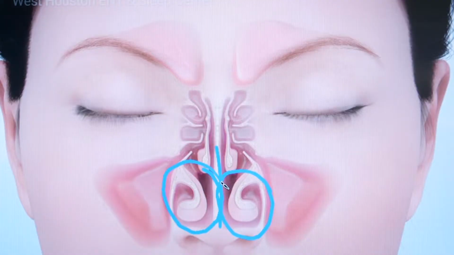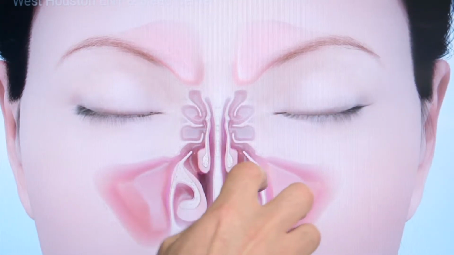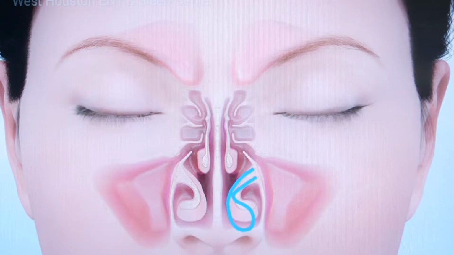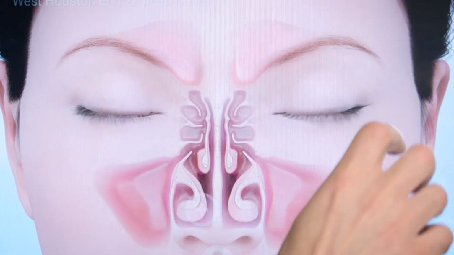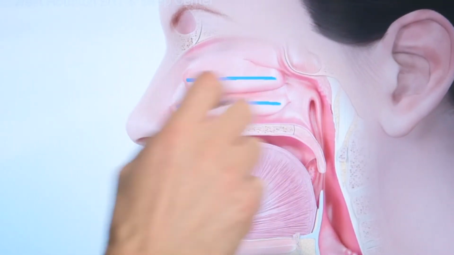So what is a turbinate? A turbinate is an organ in our nose that adds a lot of surface area to the nasal cavity. Look at all that surface area that a turbinate adds to our nasal cavity. So if you were to turn the head sideways, you would see that this turbinate actually extends the entire length of the nasal cavity. We have a lower turbinate and we have a middle turbinate.